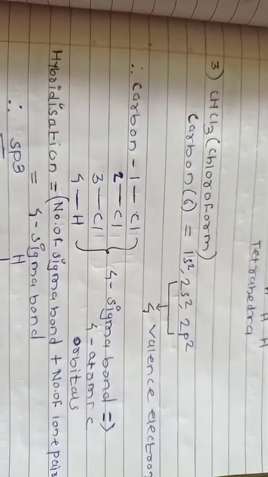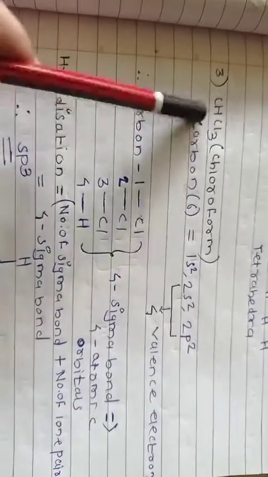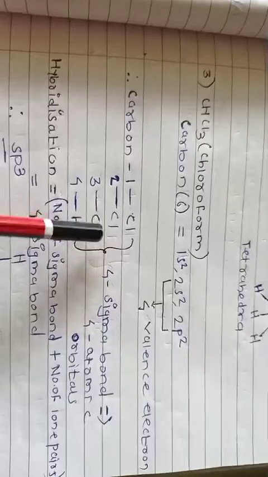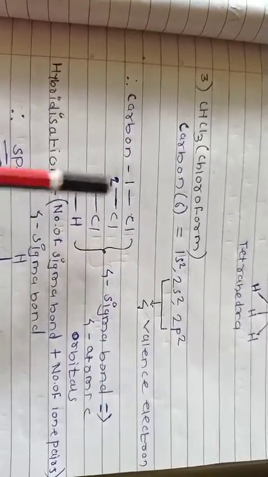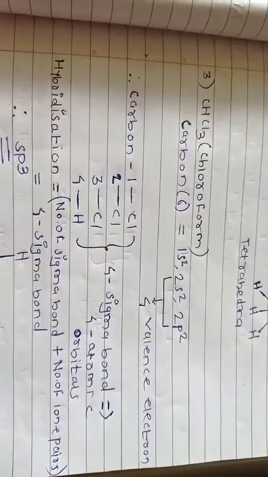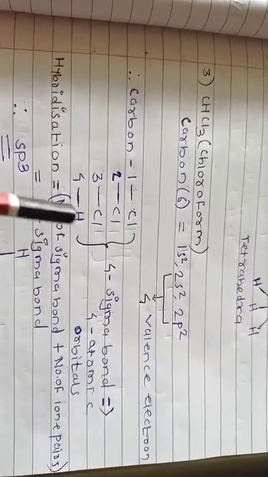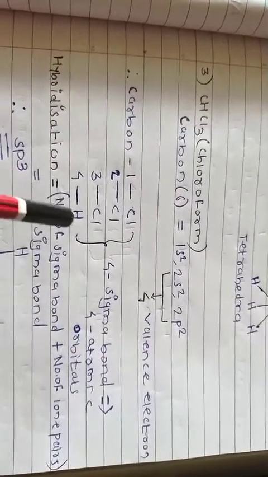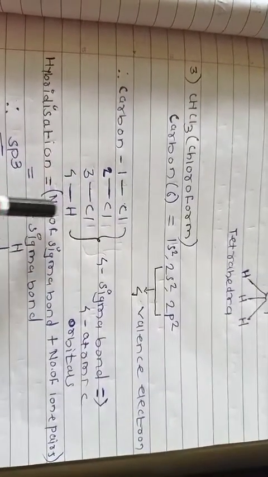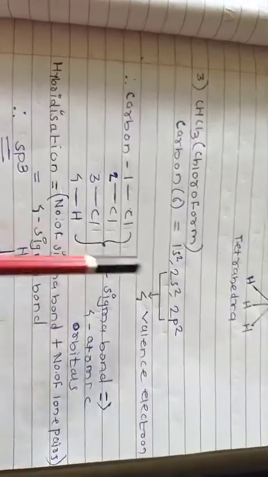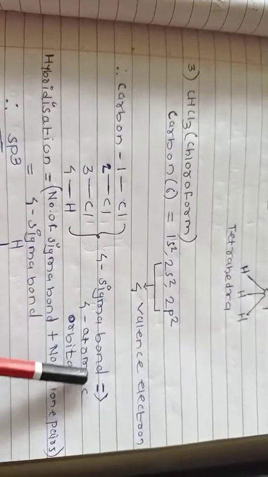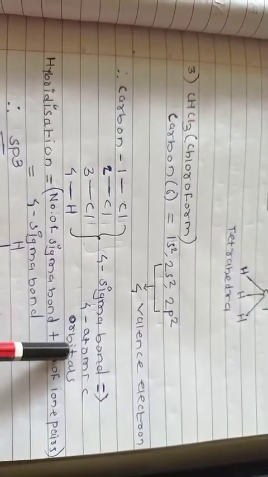In the given example, chloroform, there are 3 chlorines and 1 hydrogen. The 3 chlorines combine with 3 valence electrons, and the 1 hydrogen combines with the last valence electron, that is the 4th. So they form 4 bonds with carbon. Therefore 4 sigma bonds form. So 4 sigma bonds are nothing but 4 atomic orbitals.